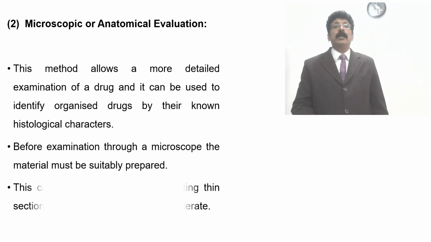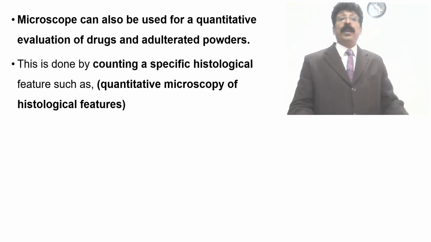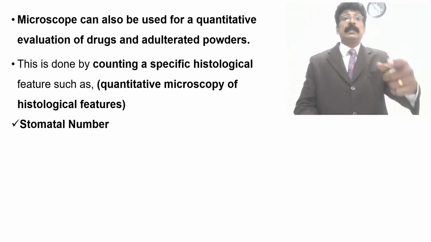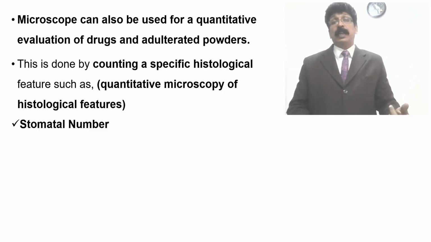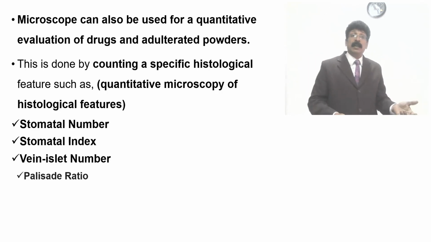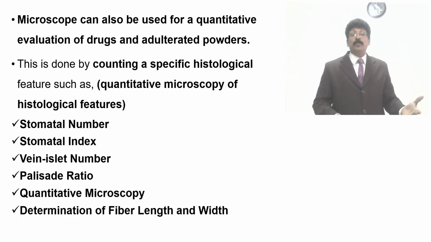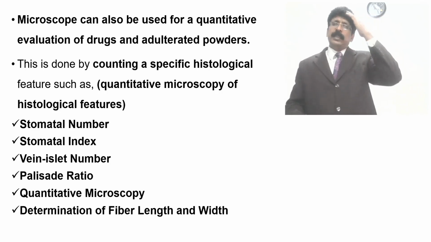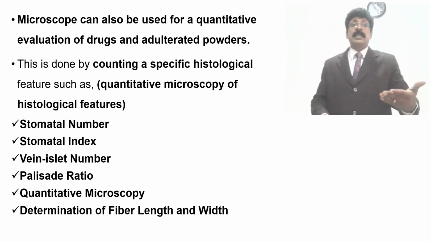This is about the microscopical characters which we have seen. It is the quantitative microscopy of histological features which we discussed in the last class: stomatal number, stomatal index, vein islet number, palisade ratio. We made it quantitative microscopy because this is completely about the ratio and index in the histological quantitative microscopy features.